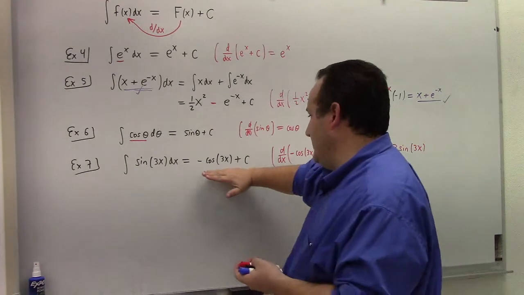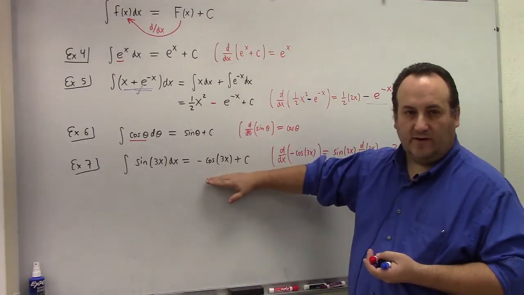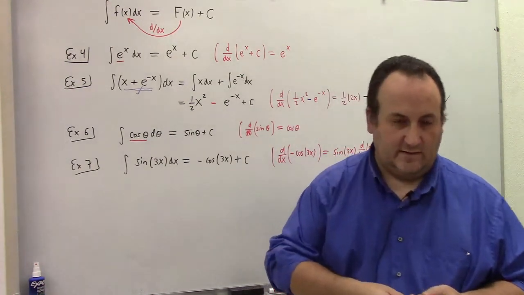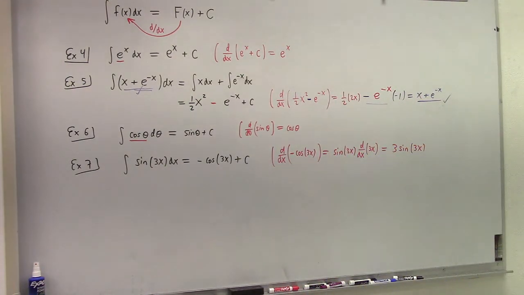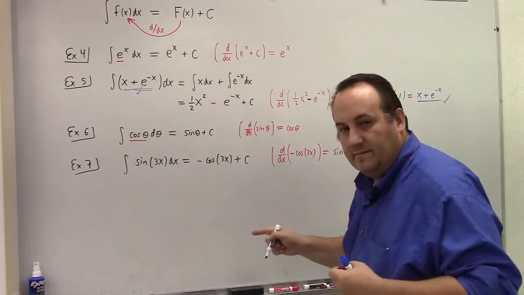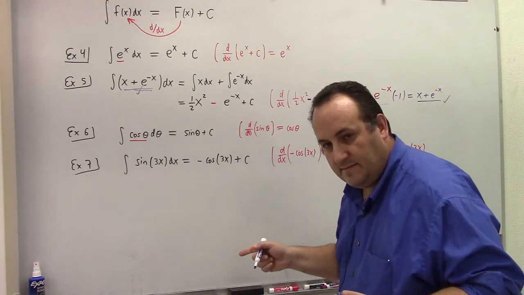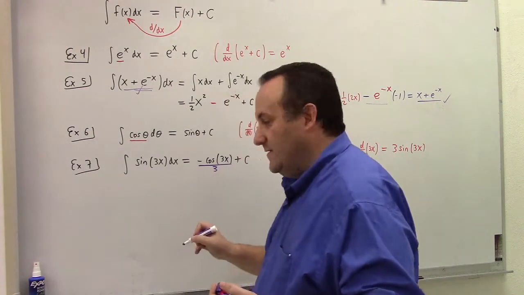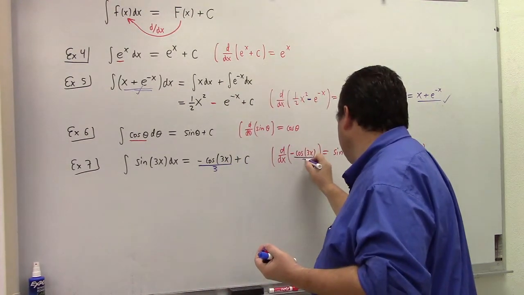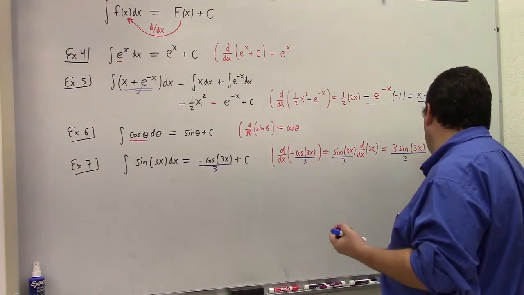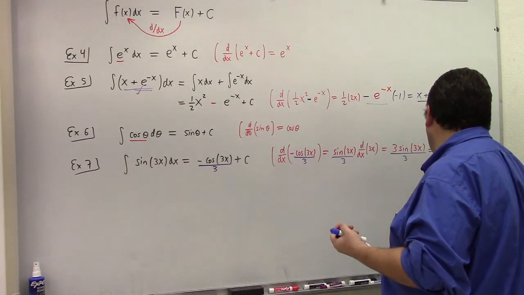Remember, this is an educated guess, right? Minus cosine 3x plus a constant is an educated guess. We checked it, and it turned out to be wrong. We don't give up. We simply modify our guess to get rid of the 3, divide by 3, right? So if I just divide this by 3, then we got it.